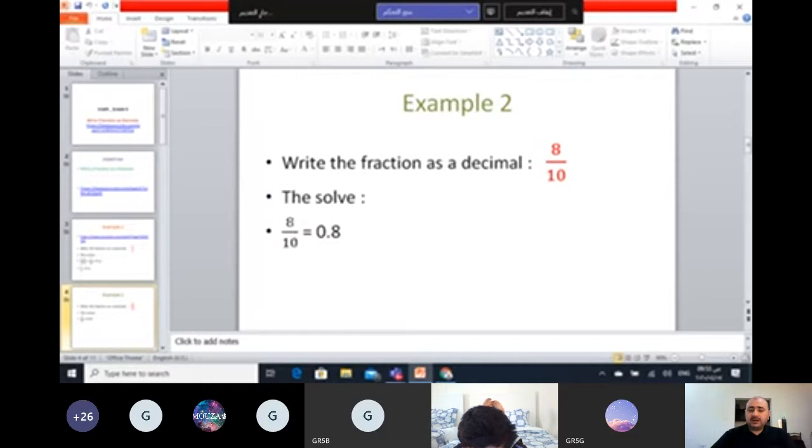8 means 8 parts of 10. So put the 8 in the tenths digit. Put the point; the first digit after the point will be what? Tenths. So put 8 here. At the whole number we don't have any value, so put 0. So 8 over 10 will be 0.8. This is a fraction, and this is the decimal.